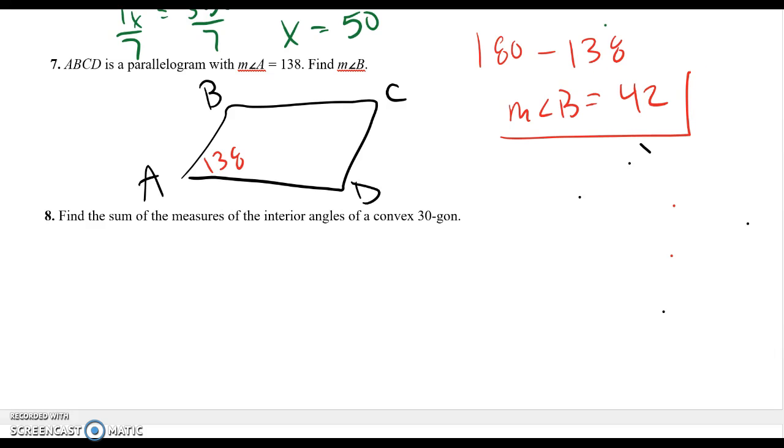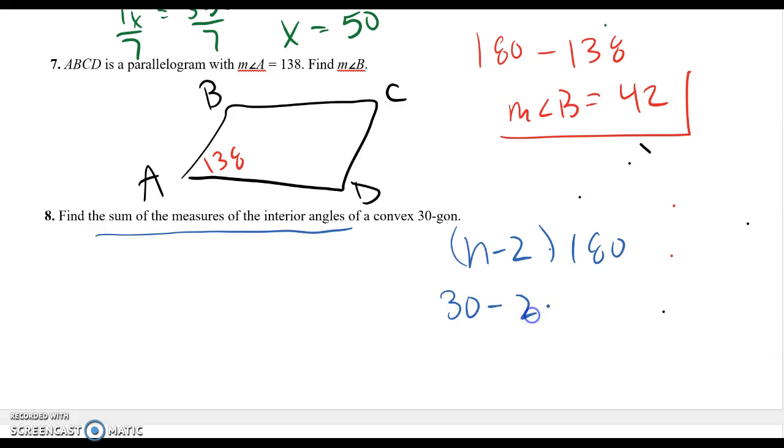Okay, moving on to number 8. It says find the sum of the measures of the interior angles of a convex 30-gon. So again, this is just straightforward with the formula. We're talking about the sum of the interior angles, so we use the n minus 2 times 180 formula. Again, n is the number of sides, so 30 minus 2 times 180, and 28 times 180 will give us our answer. It's 5,040.